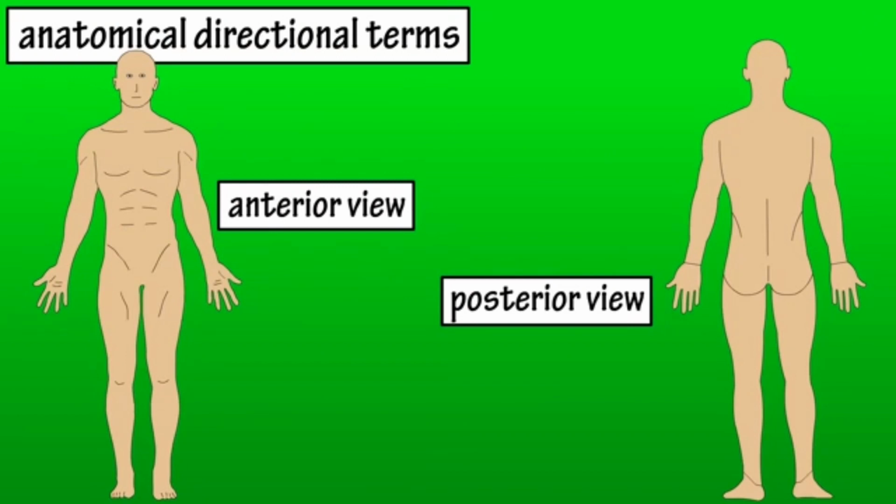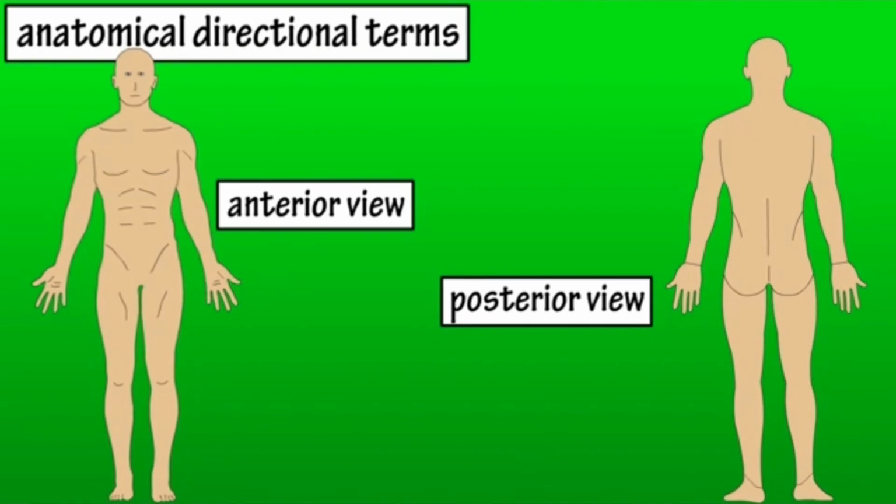Anterior and posterior can also be used to describe views of the body, which will always reference the anatomical position. It can be viewed from the anterior view, meaning looking at the body from the front, or it can also be viewed from posterior, meaning looking at the body from the back.